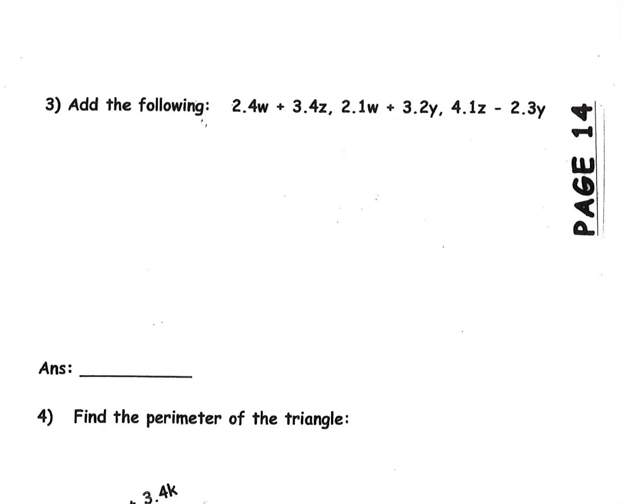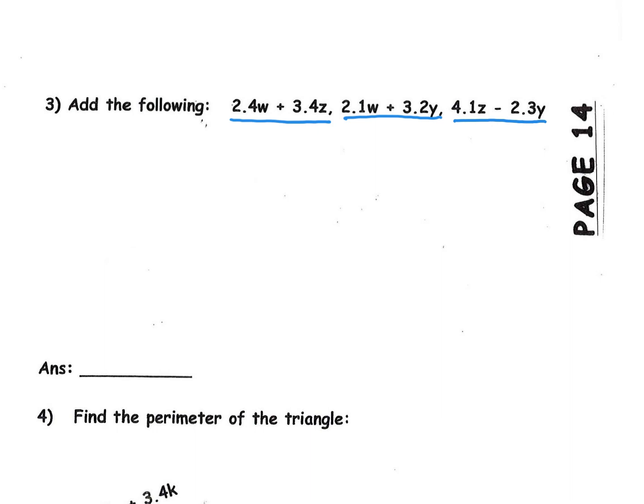On page 14, you're asked to add the following expressions. 2.4W plus 3.4Z, 2.1W plus 3.2Y, and finally 4.1Z minus 2.3Y. You can see that we have decimal values for some of our coefficients, but we also have three different variables, a W, a Y, and a Z.